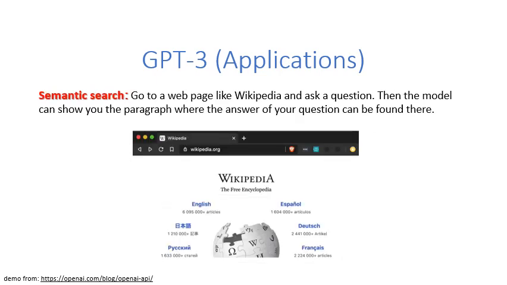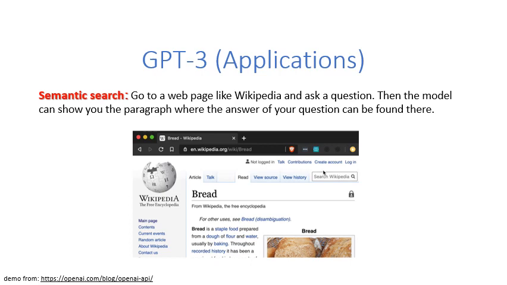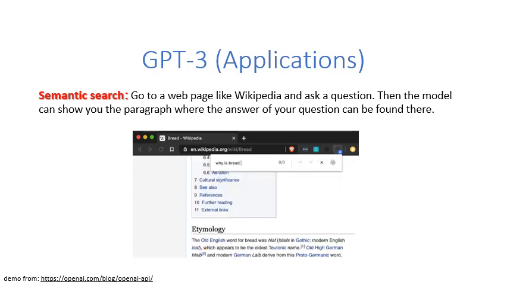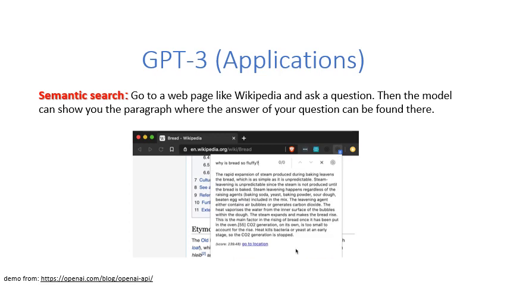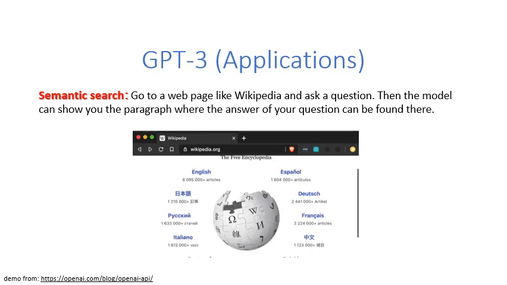It can also answer your questions. You can go to a web page like Wikipedia, type a question, and it goes through the pages and finds the paragraph which answers your question, if it exists on that page. The API of this GPT-3 is public, but I think there is a waiting list now to use this API.